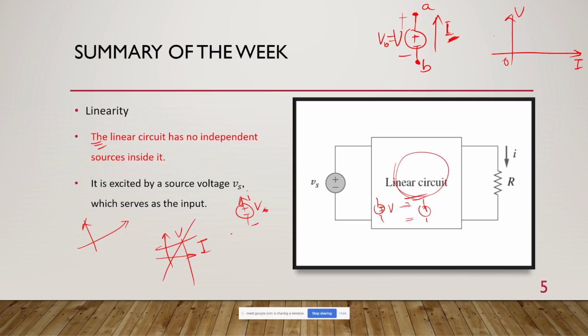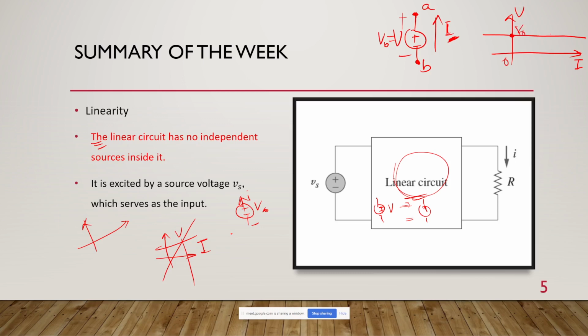Can you say what the curve will look like? How will the graph be? Parallel to the I-axis, yes, the current axis. Correct. And what will this value be? This will be V naught, isn't it?